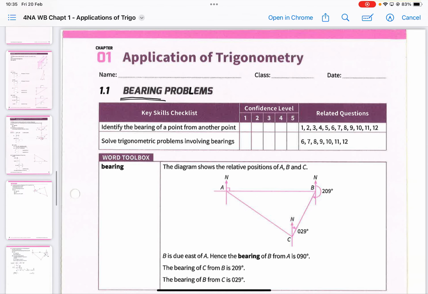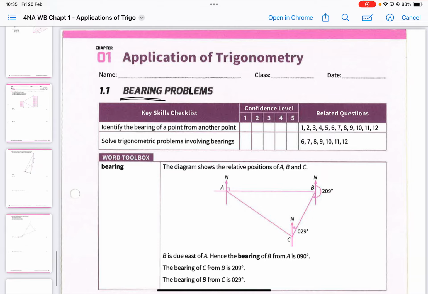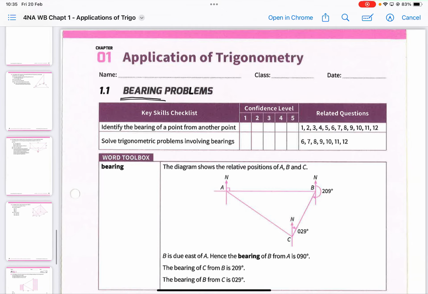See lah. Which is why I don't like Apple stuff.